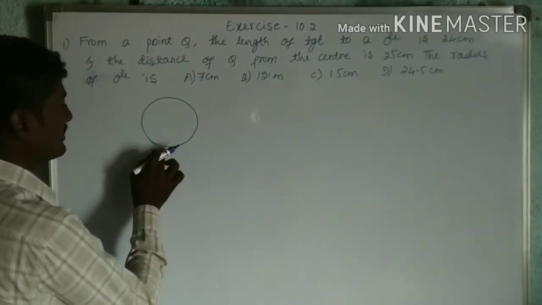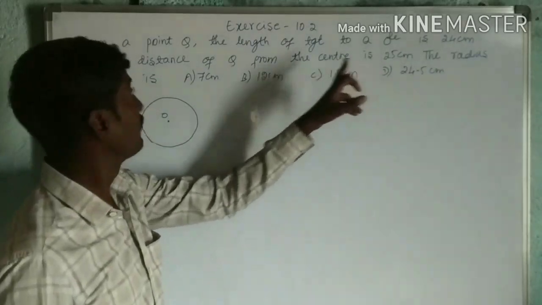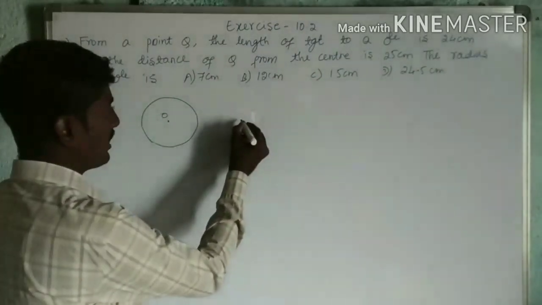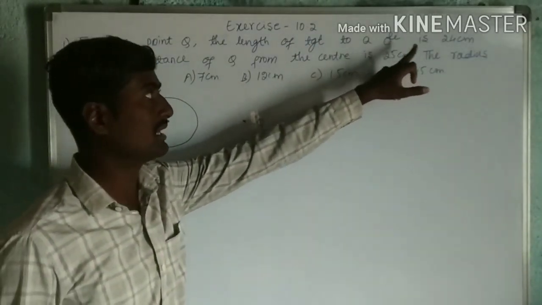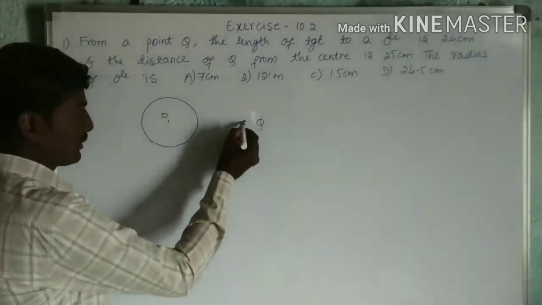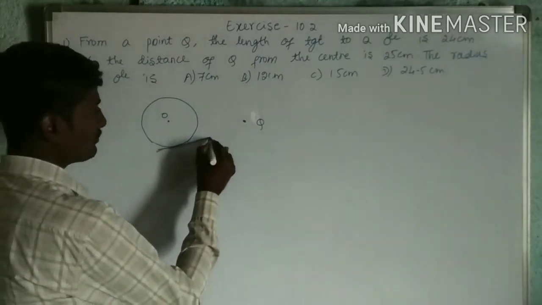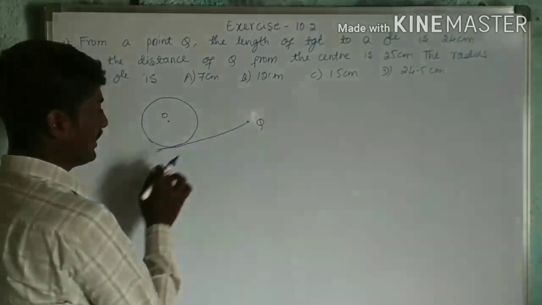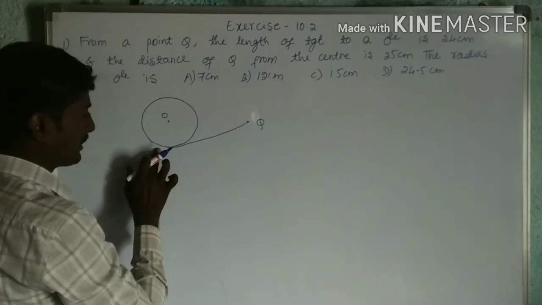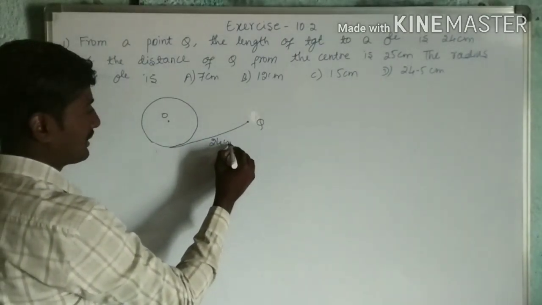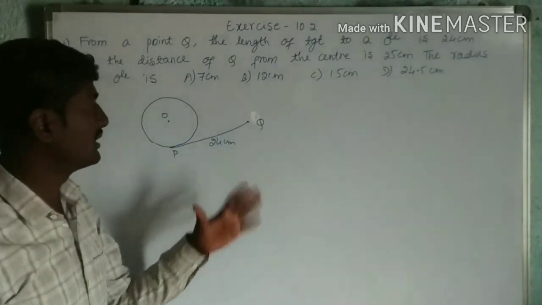The center of the circle is O. So there is a point Q, which is outside the circle. From the point Q, the length of the tangent to the circle is 24 centimeters. So now we will draw a tangent to the circle. Okay, so this is the tangent to the circle. The length of this tangent is 24 centimeters. I'll take this as PQ. PQ is a tangent, and its length is 24 centimeters.